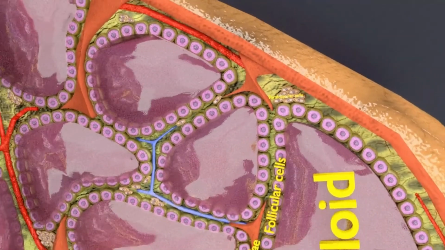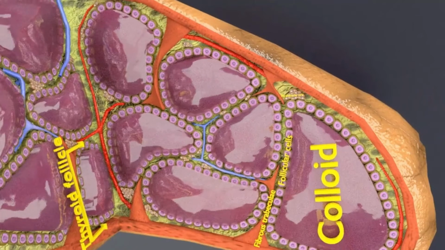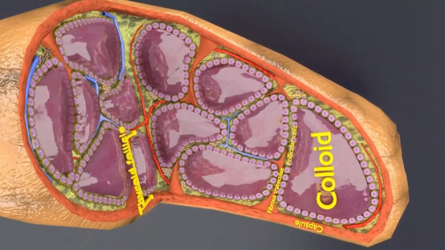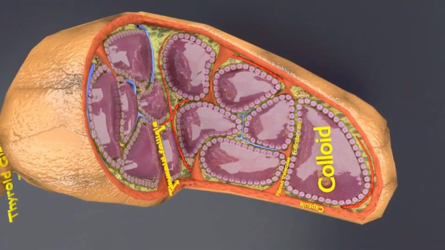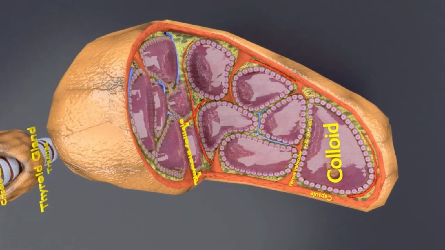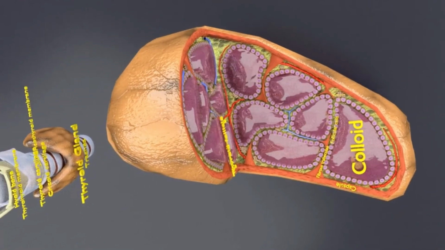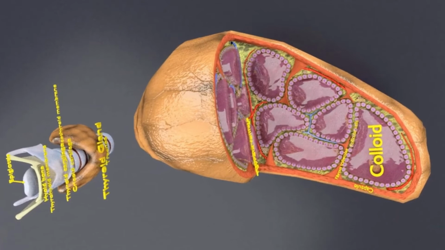I am also going to tell you about the nerve supply of thyroid. It is supplied by the external branch of the superior laryngeal nerve and recurrent laryngeal nerve. They are the branches of the vagus nerve.